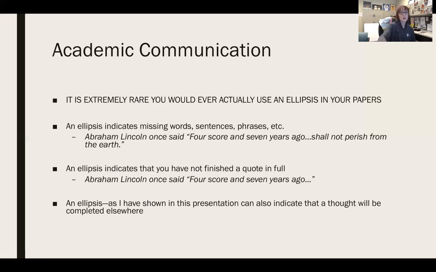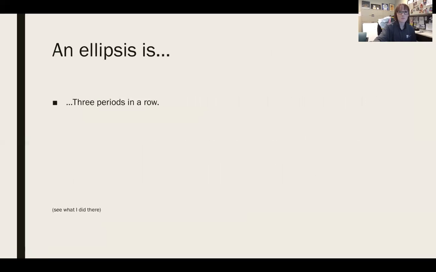An ellipsis, as I have shown in this presentation, can also indicate that a thought will be completed elsewhere. And here you can see I even made a grammatical error myself, so I have to fix that. An ellipsis, as I have shown here in this presentation, can also indicate that a thought will be completed elsewhere. So you can see here, ... an ellipsis is ... 3 periods in a row. So here it shows that I'm going to finish this sentence, and this shows me where I'm going to finish it.